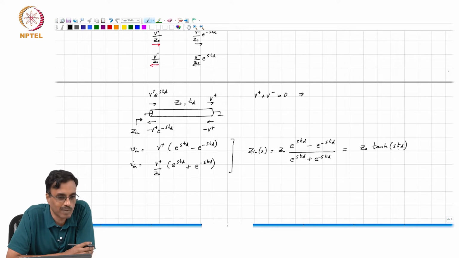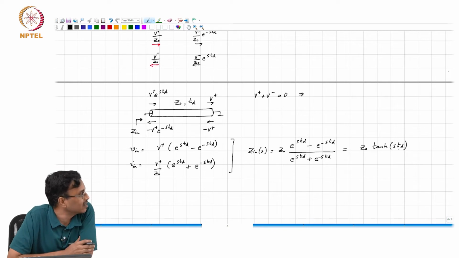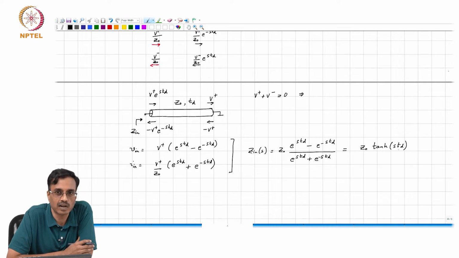We have done it through a cable, but hopefully the cable basically does not mess up the DC short. Correct? And so as s tends to 0, clearly the tan hyperbolic s times Td goes to 0. So fortunately, we still have a short circuit even though we have an expensive cable. Does that make sense? All right.